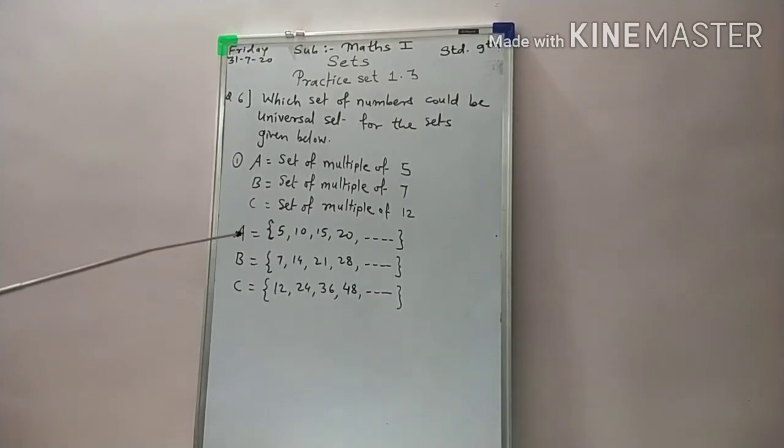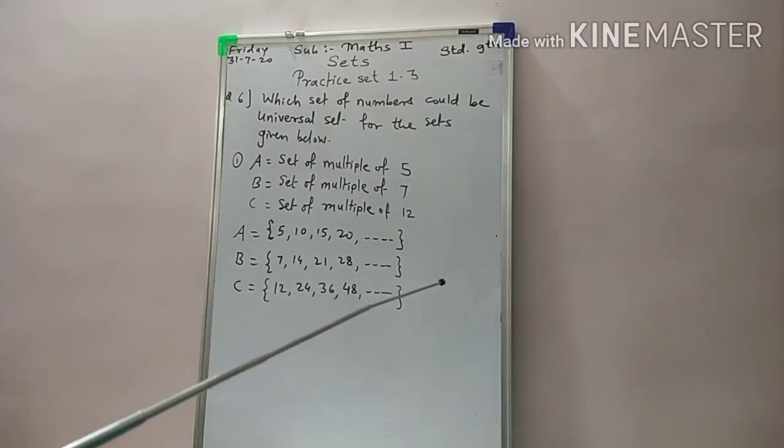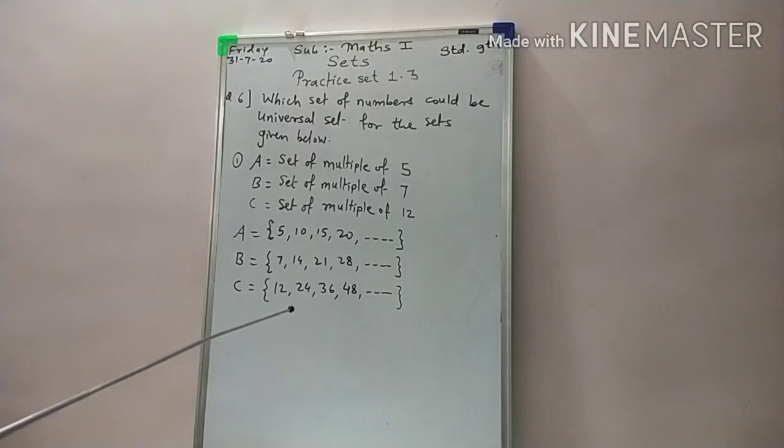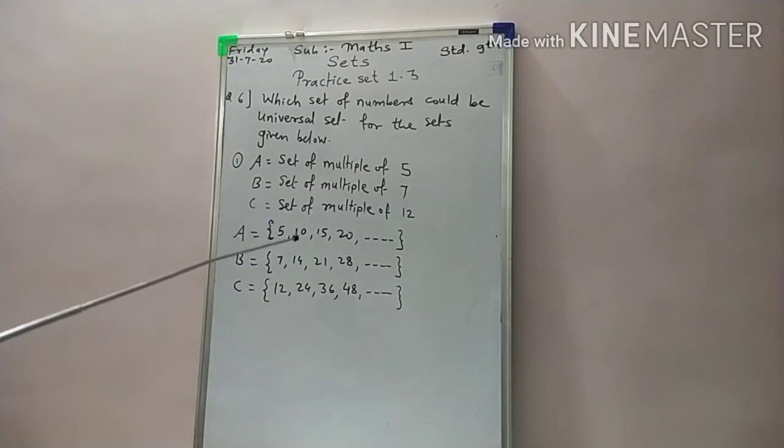Here we write the multiples of 5 as 5, 10, 15, 20 and infinitely many numbers. For B, multiples of 7: 7, 14, 21, 28. And similarly for C, 12, 24, 36, 48 and infinitely many numbers are the multiples of 12. Now here we are not supposed to decide which set is the universal set, either A, B or C. The question is which set of numbers could be the universal set for these sets, because as we compare these three sets, no one set is a subset of another set.